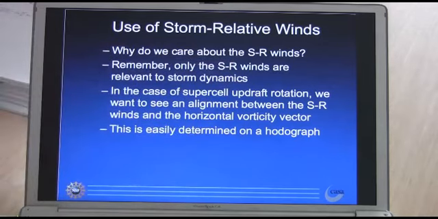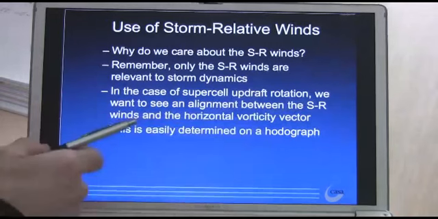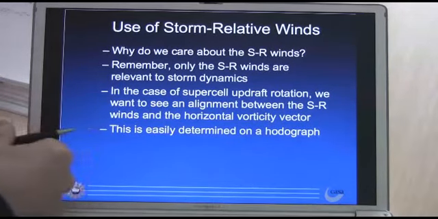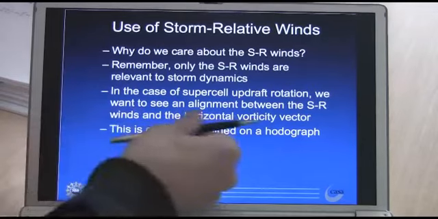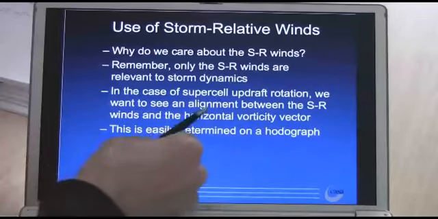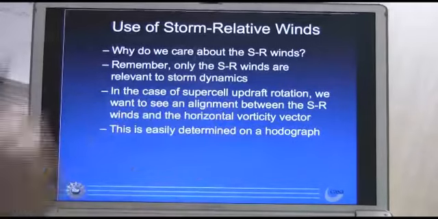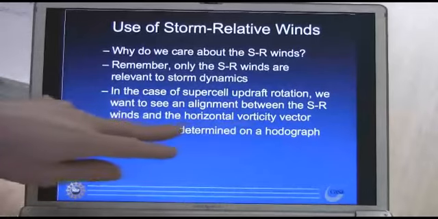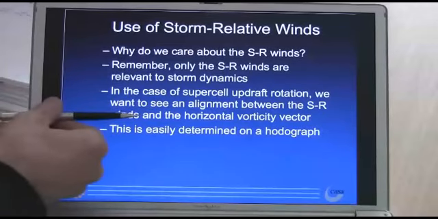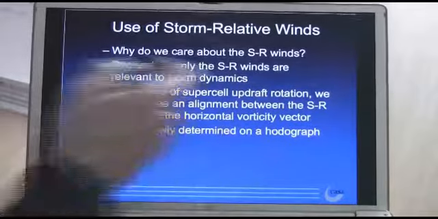In the case of supercell updraft rotation, going back to that three-dimensional plot that I showed you on Tuesday, we want to see an alignment between the storm relative winds and the horizontal vorticity vector. You remember that? I showed you the storm relative winds coming in, the red arrow, from the south. The horizontal vorticity vector was also pointing to the north. So we want those two things parallel so that when the winds were drawn up into the updraft, they were automatically stretching the updraft. I won't pull up that PowerPoint slide, but if you go back and look, the storm relative wind vector was red, the vorticity vector was blue, and they were parallel to one another.